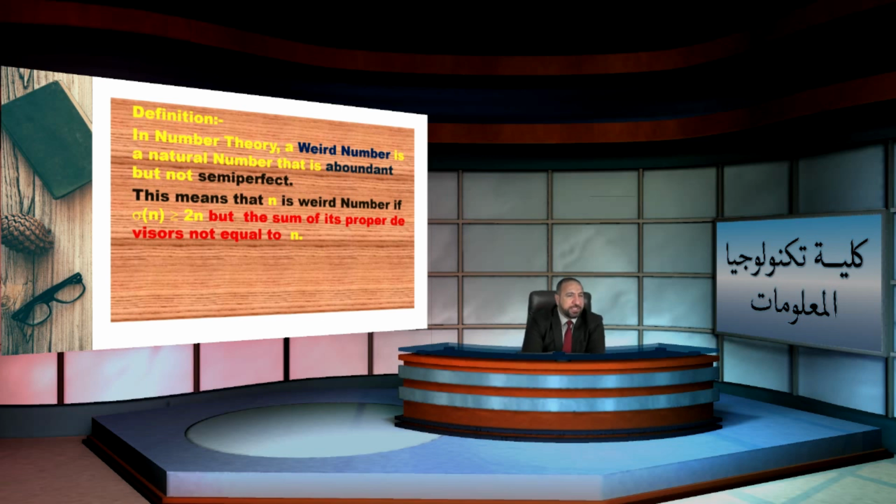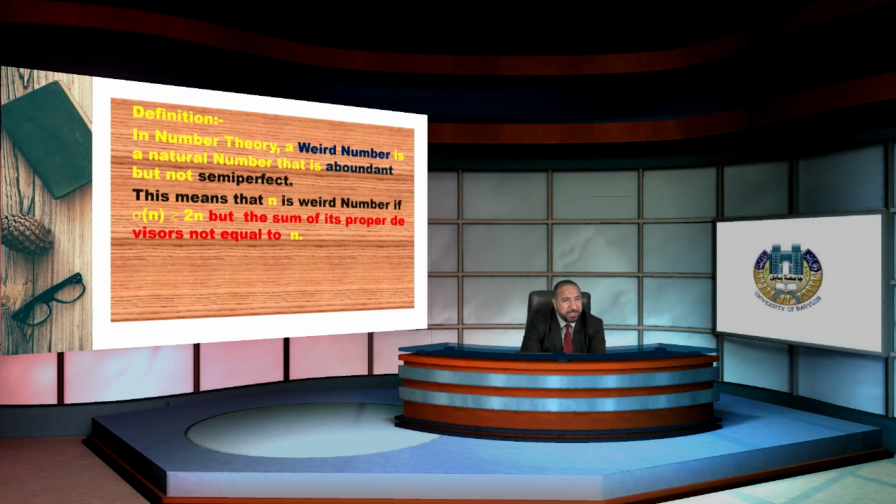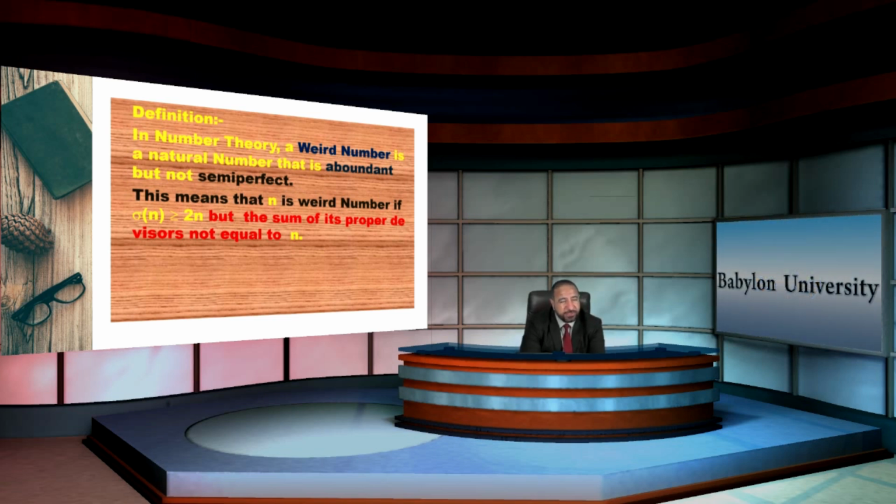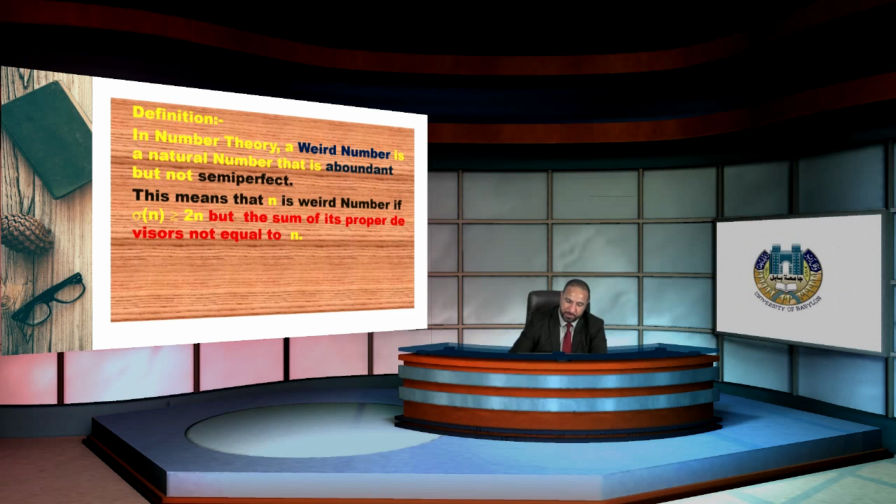So the first weird number must be 70. It must satisfy the condition that sigma of n is greater than 2n. The sum of the proper divisors of 70 is 74, and there is no sum of some or all of the proper divisors that equals 70.